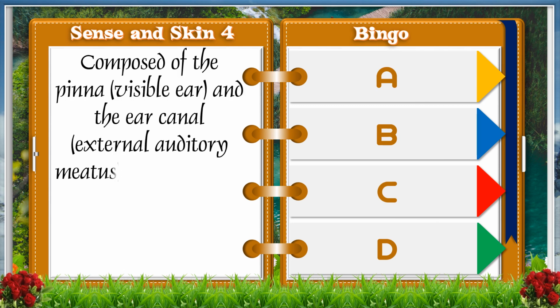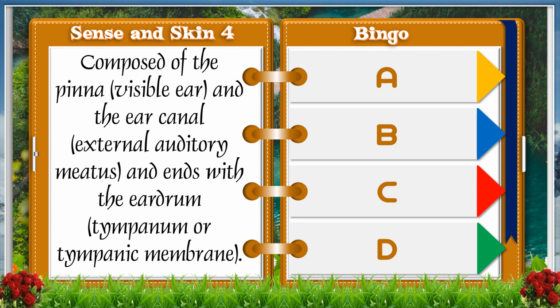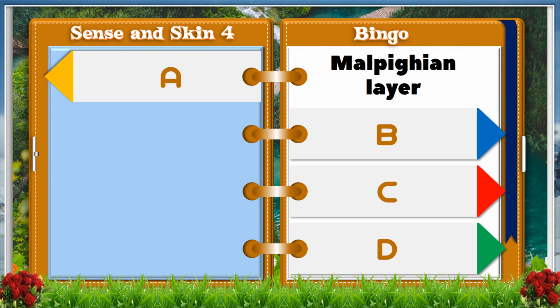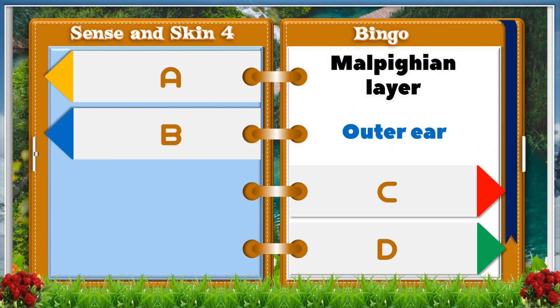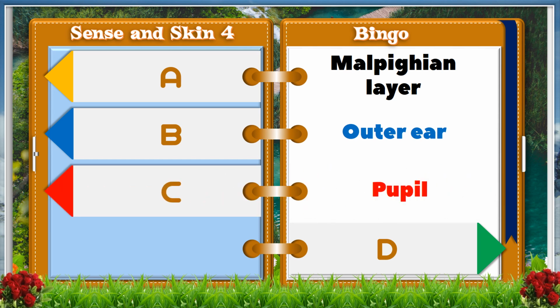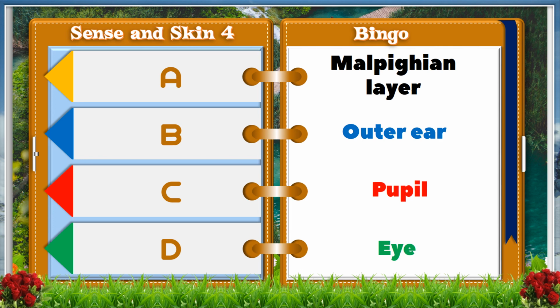Composed of the pinna, visible ear, and the ear canal, external auditory meatus, and ends with the eardrum, tympanum or tympanic membrane. A. Malpighian layer. B. Outer ear. C. Pupil. D. Ear. And the answer is B. Outer ear.